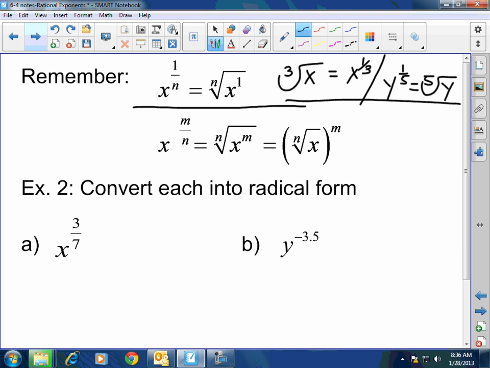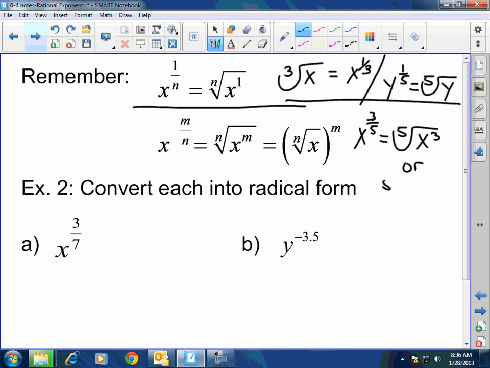So what's going to happen is the following. x to the m over n will equal the nth root of x to the m, or the nth root of everything raised to the m power. Let me explain what that means really quickly. Let's say I have x to the 3/5. That's going to be the 5th root of x cubed. That's the way I like to write it.